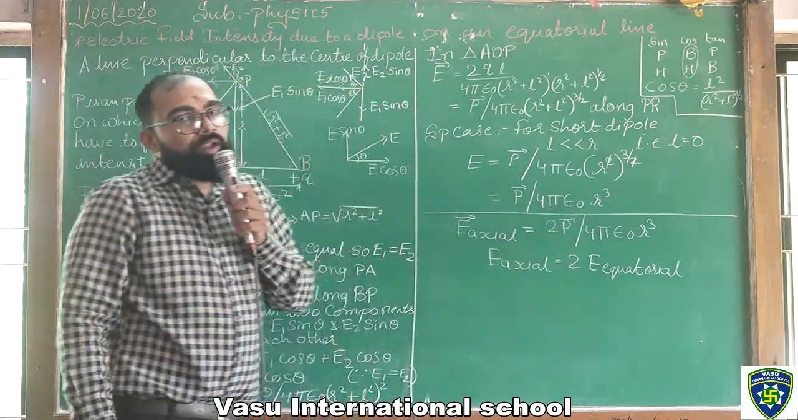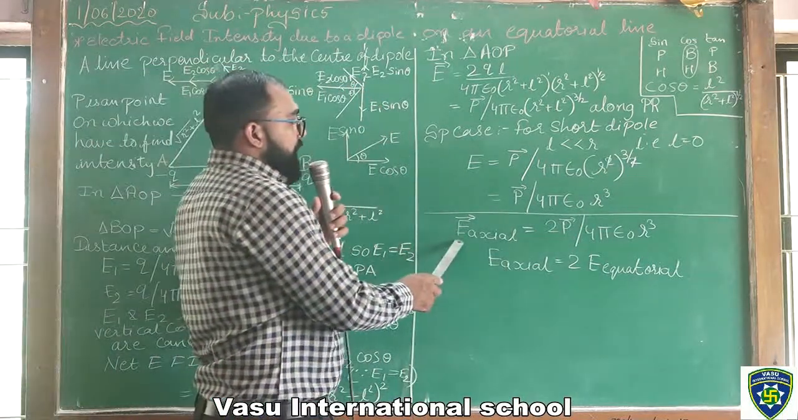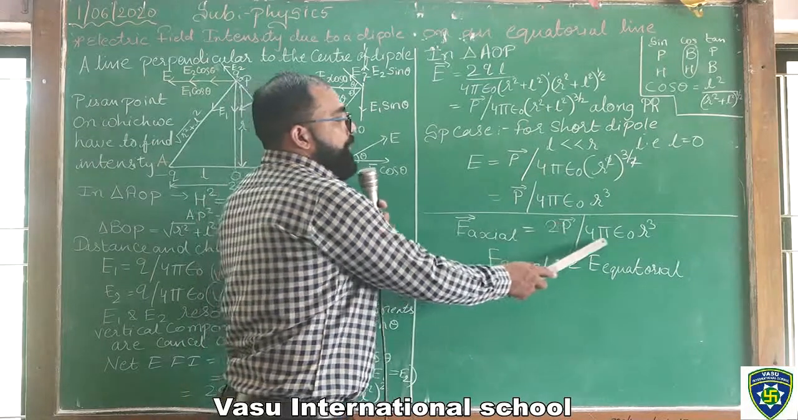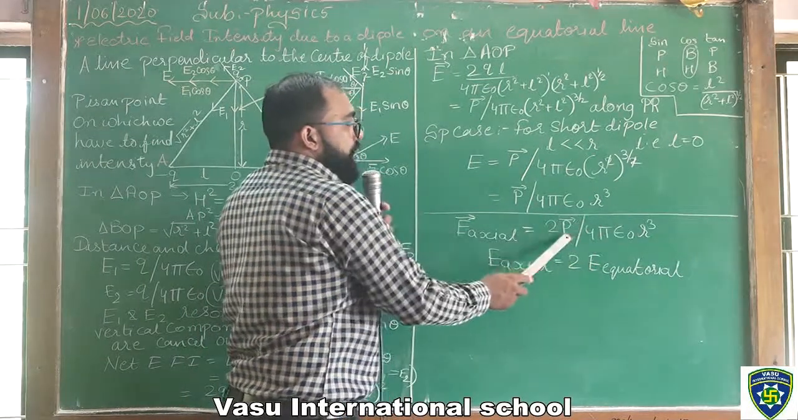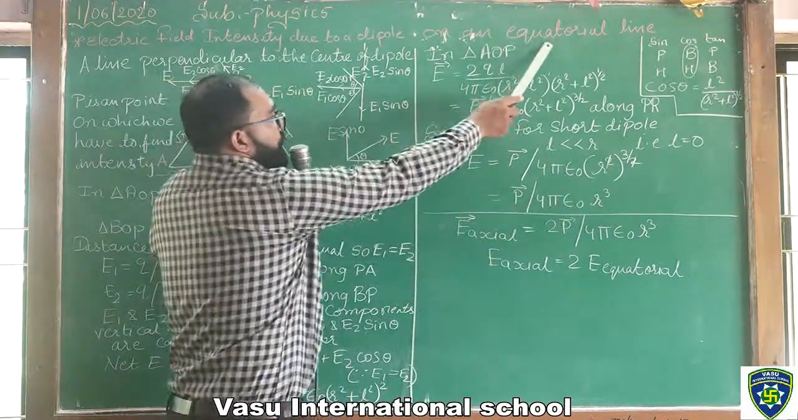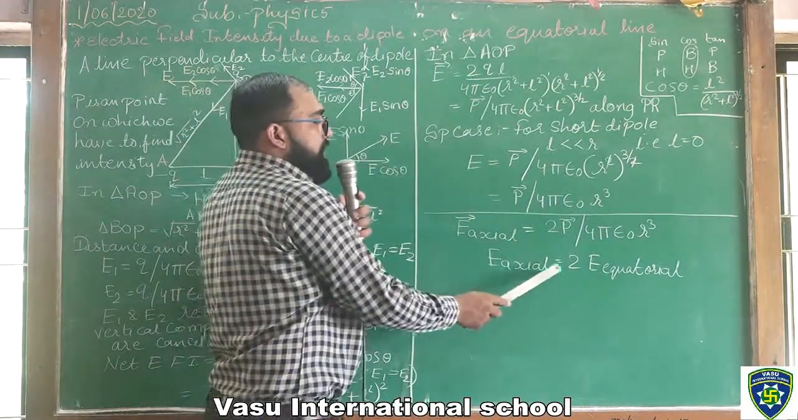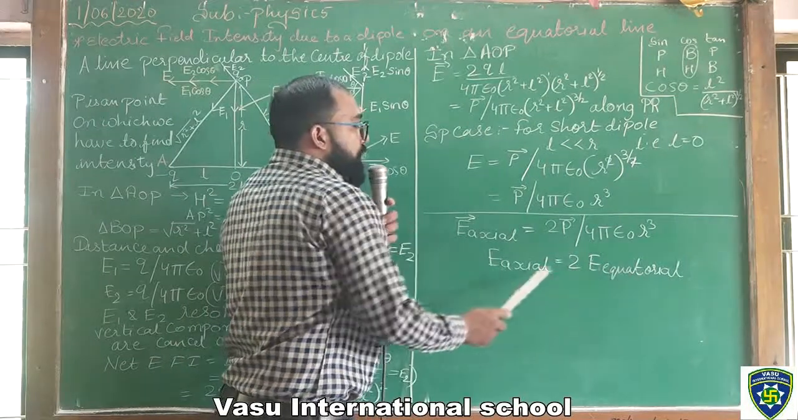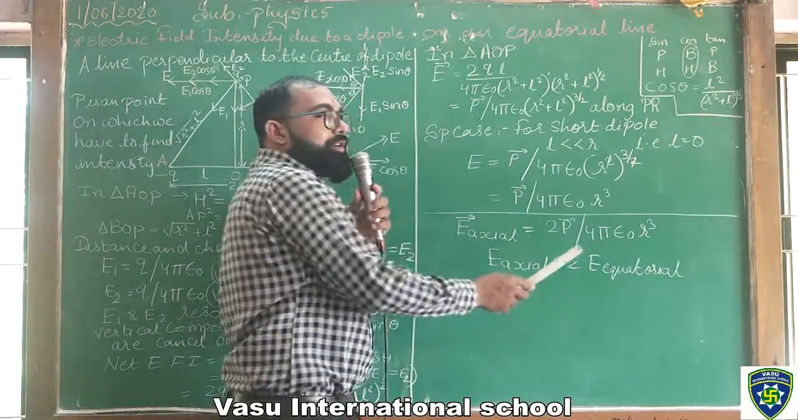Now in the previous topic, we have seen that E axial is equal to 2P upon 4 pi epsilon 0 R raised to 3. So here P upon 4 pi epsilon 0 R raised to 3 is E equatorial. So we can write E axial is equal to 2 into E equatorial, that is, E axial is twice of E equatorial.